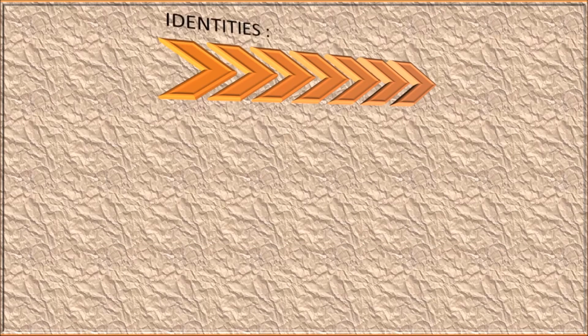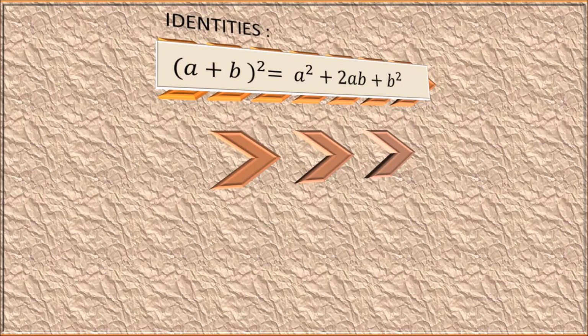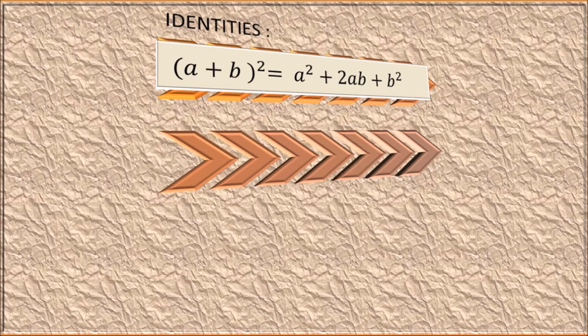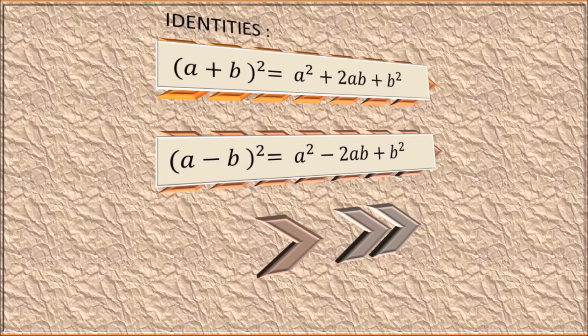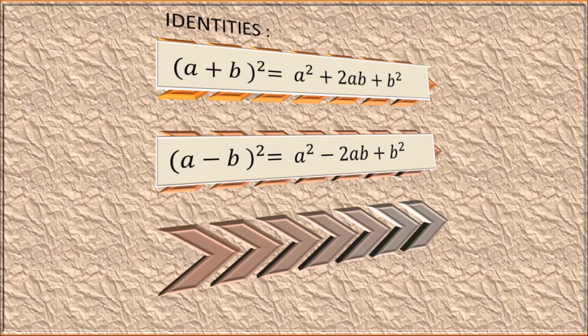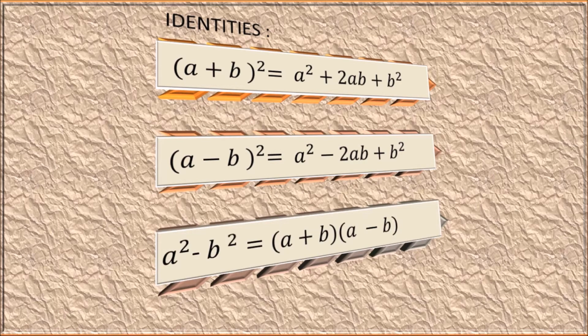These are: a plus b the whole square, which is a square plus 2ab plus b square. The next one is a minus b the whole square, which is a square minus 2ab plus b square. And the third is a square minus b square, which is a plus b into a minus b.